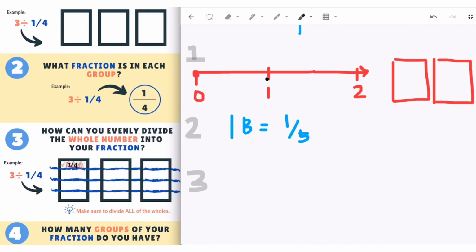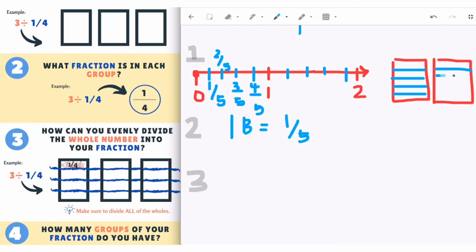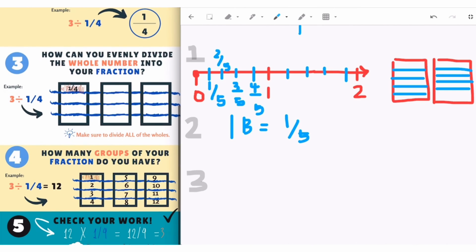Well, I know that I can divide 1 whole into 5 parts. So 1 part, 2, 3, 4, 5, so that I can have 1/5. Each of these parts is 1/5, so this is 2/5. So I'm dividing them into this. Okay? Step number 4. How many groups of my fraction do I have?